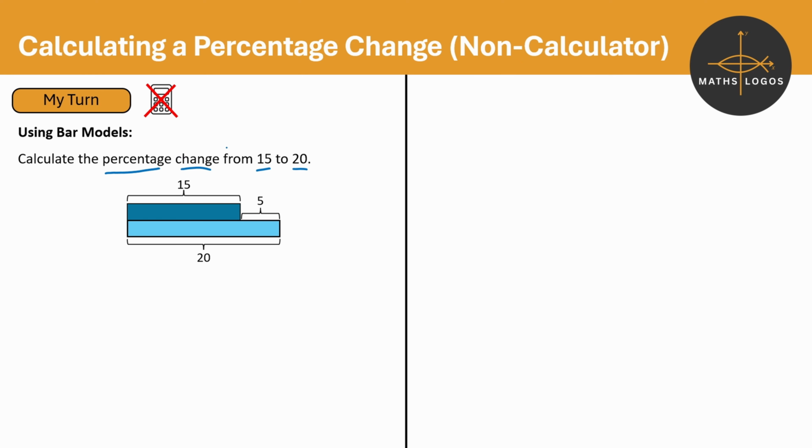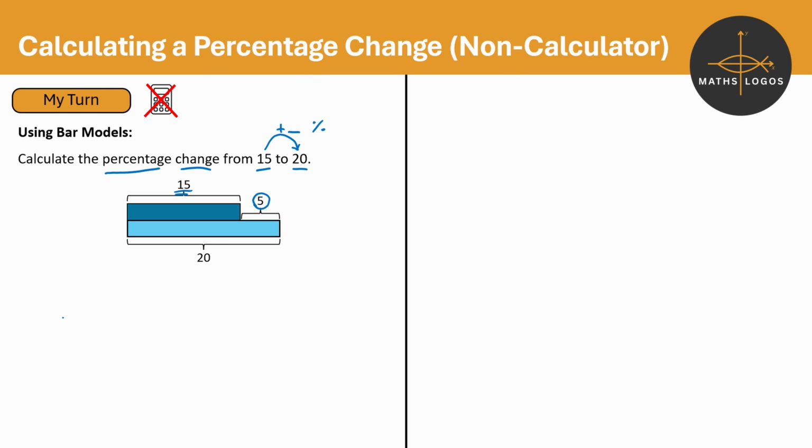And when we're talking about percentage change here, we're talking about what percentage of the original, in this case 15, was gained in order to give us 20. And the bar model helps us to see that. So here's 15, our original. We can see that we've gained 5 to take us to 20. And what we want to know is what percentage is this amount, the amount we've gained, relative to the original, which is 15. And we've got a formula for percentage change that we can remember.